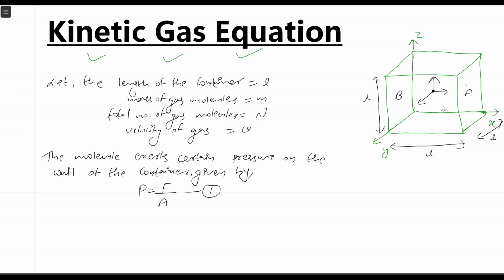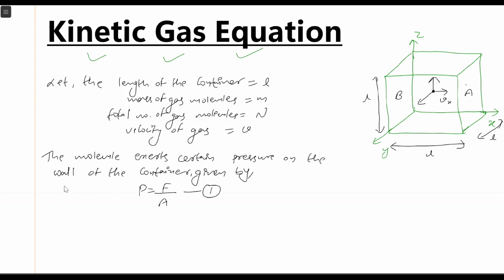For simplification, let us consider the molecule is moving towards the x direction, that is the x axis. We are not considering the y-axis and z-axis right now because that will make the solution a little bit difficult. So we will talk about the x-axis only to make the solution simple, and later we will include the velocity in the y direction and z direction as well. Right now we are considering the velocity in the x direction only.